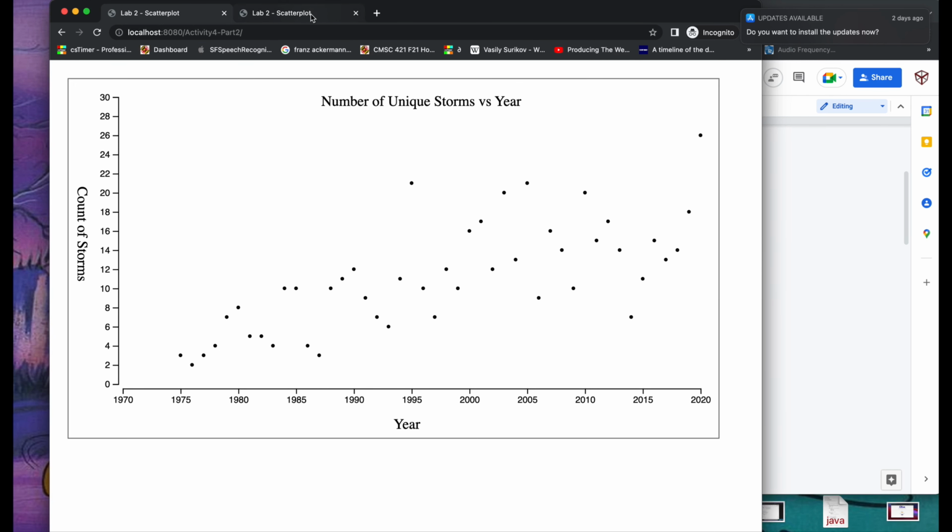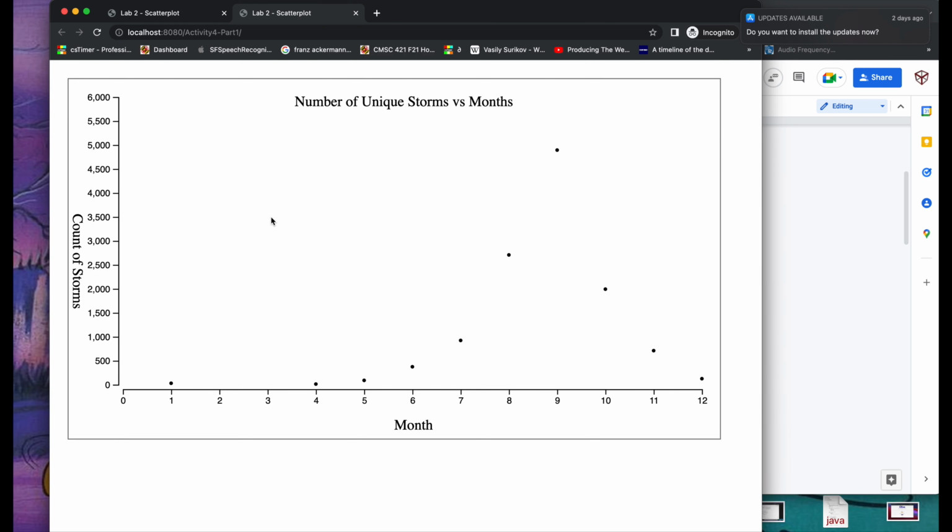And our next visualization explores how these storms evolve over months of the year. And so again, we took the unique storms and we plotted their count versus the month of the year. And as we see here, the counts for the month as we reach the end of summer and into early fall drastically increase, where September has the highest count with 4,894.